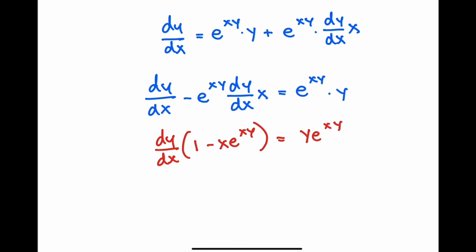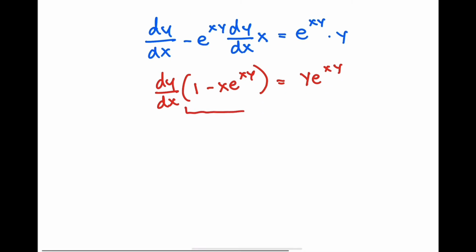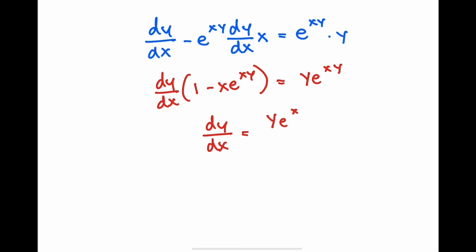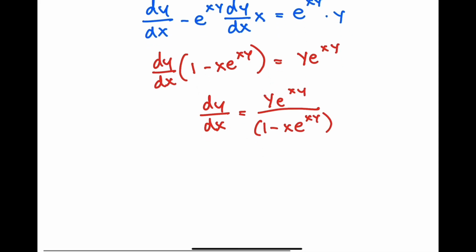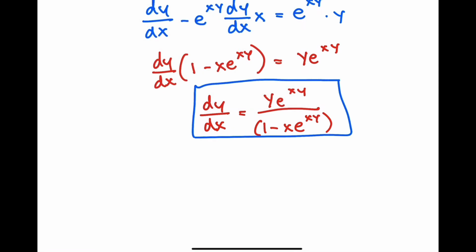All right, so now that that's factored out, what we can do is just divide by the sort of chunk that we factored it out from. So dy by dx totally isolated is going to be y e to the xy divided by that term in brackets. All right, and now that's it. We've got our dy by dx in terms of variables x and y exclusively.